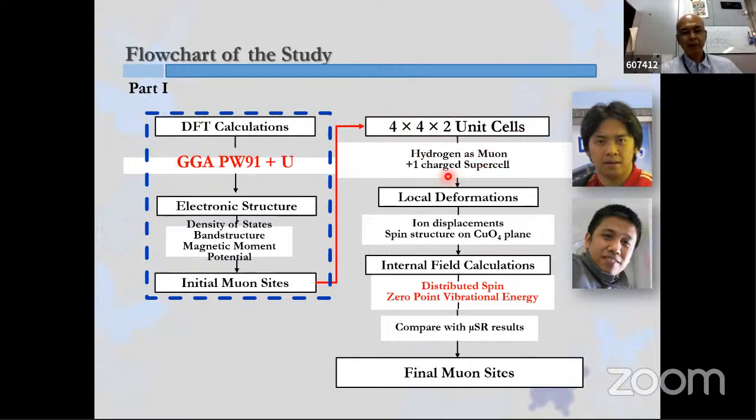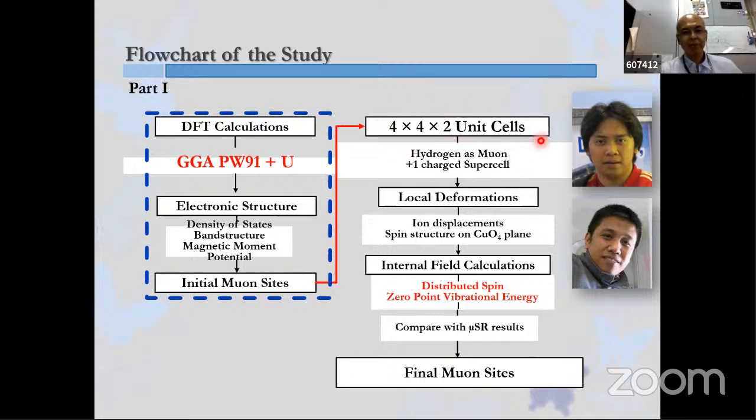This is very important because if you use only one unit cell, then plus one muon is very unrealistic, because each cell has one muon, which is impossible for realistic experimental conditions. The muon is a very dilute impurity. That means we have to have a larger unit cell.